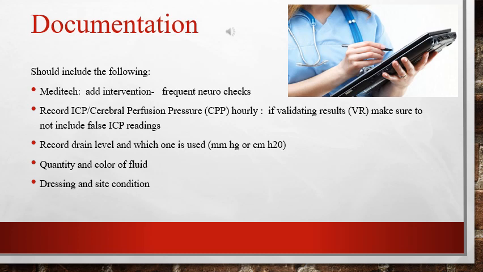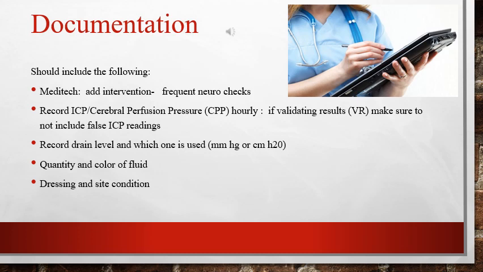Some things to consider for documentation. Here at North Florida, we use Meditech, and you want to make sure that you add the intervention frequent neurochecks, because this is going to have everything in it. And you will be able to document a lot in just one area. It'll be easily findable. Make sure you record your ICP, your CPP. Your CPP is your MAP minus your ICP. So even if your system isn't figuring that one out, you can figure it out.